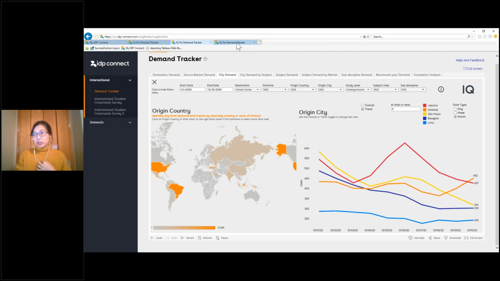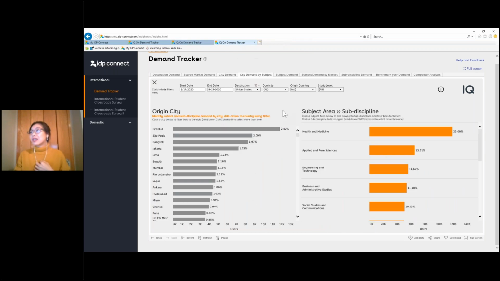The last one I would like to show you before I pass it back to David for the question and answer session is a teaser for the next webinar we're having in 2 weeks. We have the origin city on the left hand side here, and we are able to drill down even further in terms of what that particular city is looking for in terms of programs. And we can even do undergrad and postgrad.